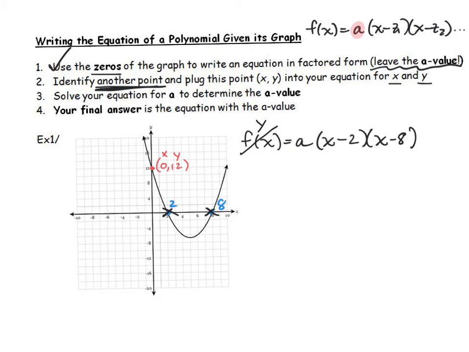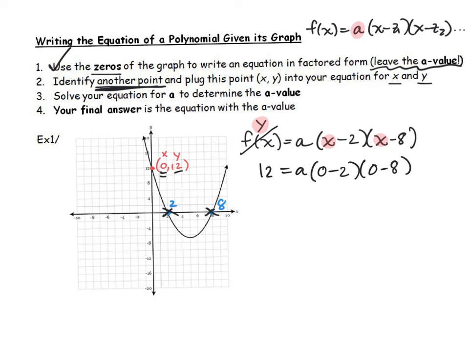So when I say plug in for x and y, I mean replace y here and replace x here and here. All right, so I'm going to replace the y with this coordinate right here, 12. 12 equals a. And I'm going to replace the x with the x coordinate, 0. 0 minus 2, parentheses, 0 minus 8. All right, so I did step 2. I plugged in a point for x and y.